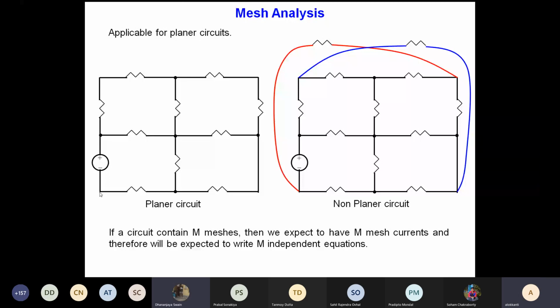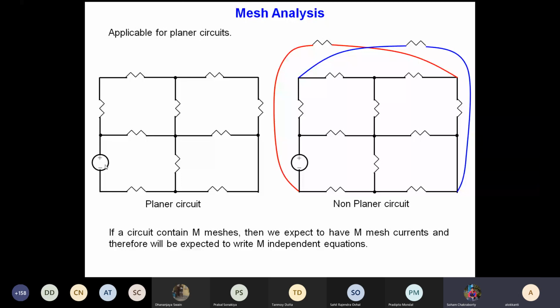But it is not connected to all the other nodes. Which one? That reference node. No, reference node need not be connected to all nodes. It is some reference only. It is connected to this. So this is the node that is common to one circuit element and the voltage source. Okay.